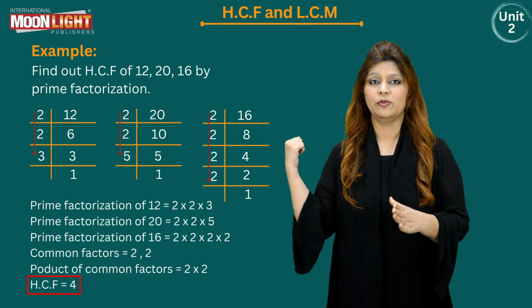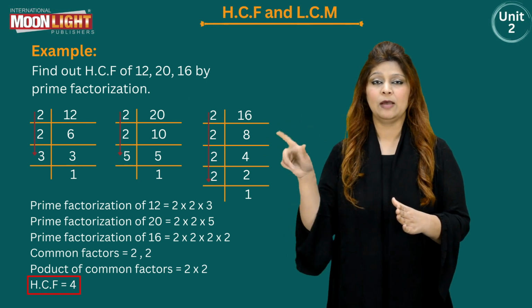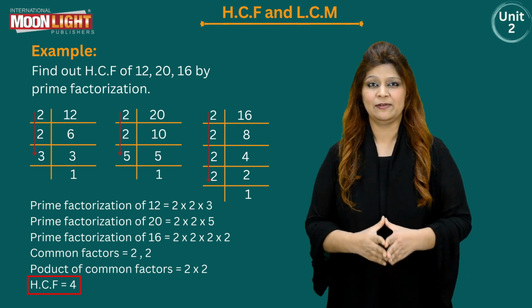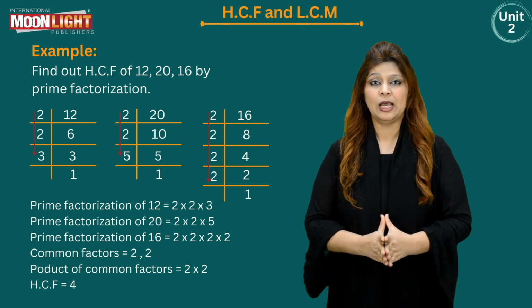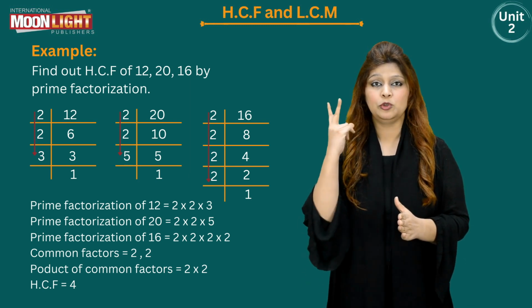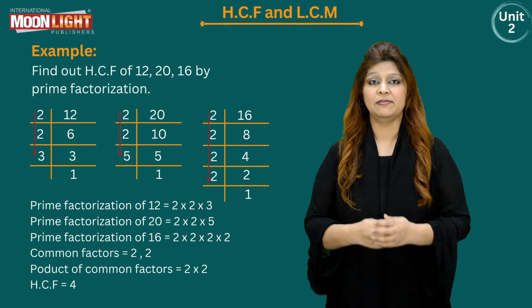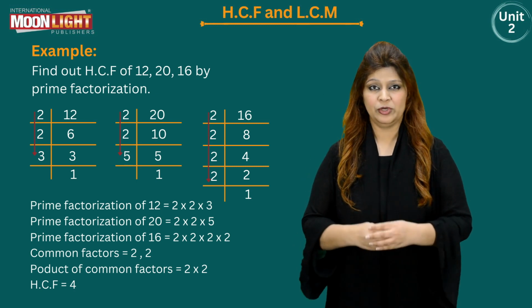So I will write 4 over here and I am going to write it down in a box to make it a prominent answer. So in this way we are going to find out the HCF of given 2 numbers of 2 digits and given 3 numbers of 2-digit numbers.